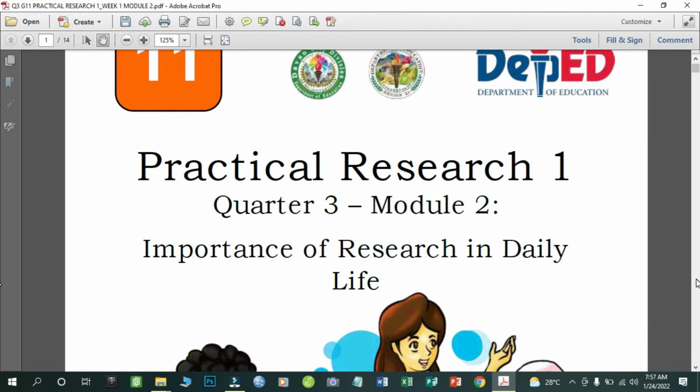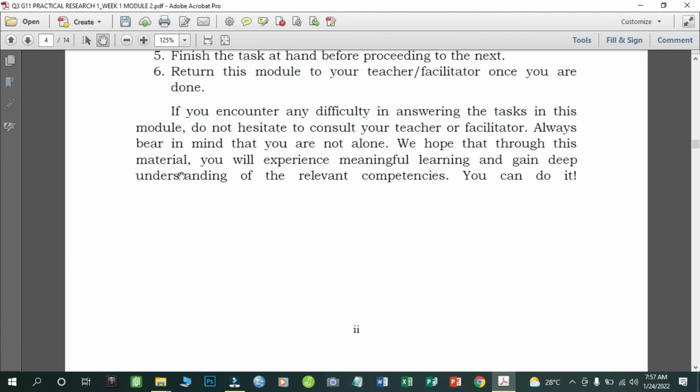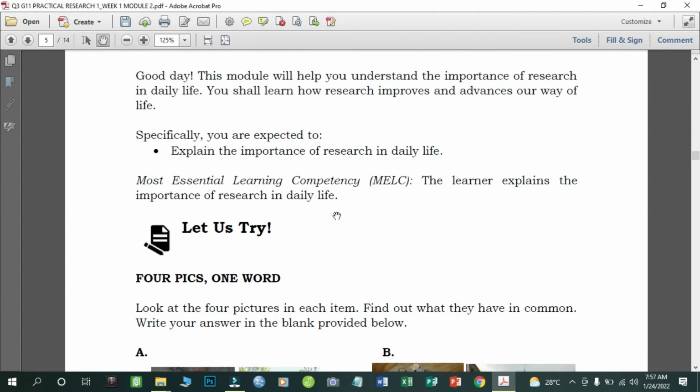So good day, students. We are now again in our Practical Research 1, Quarter 3, Module 2. It's about the importance of research in daily life. In this module, you're expected to learn to explain the importance of research in daily life. And our most essential learning competency: the learner explains the importance of research in daily life.